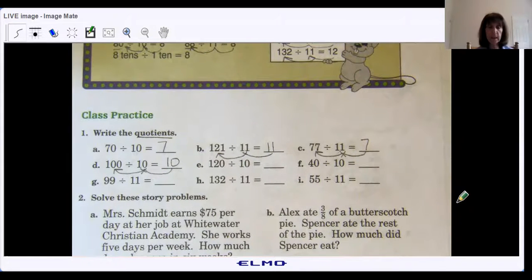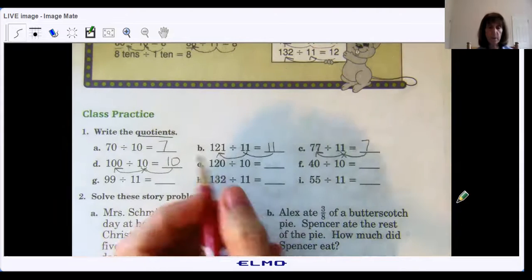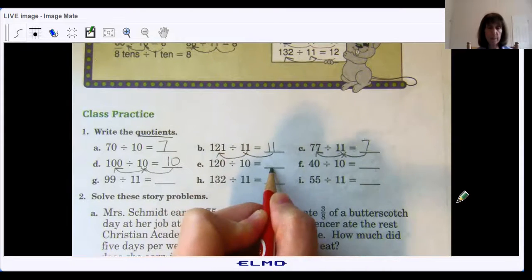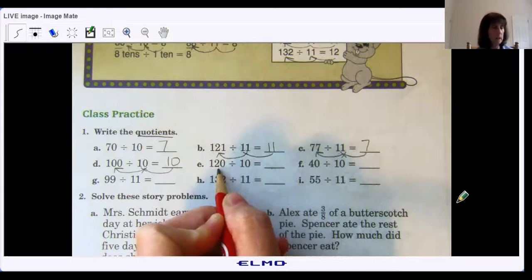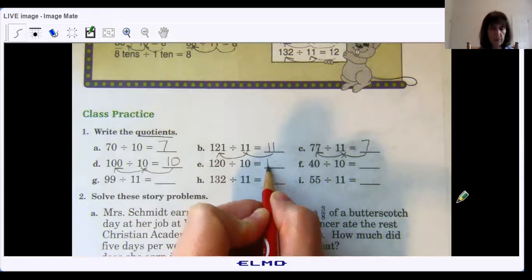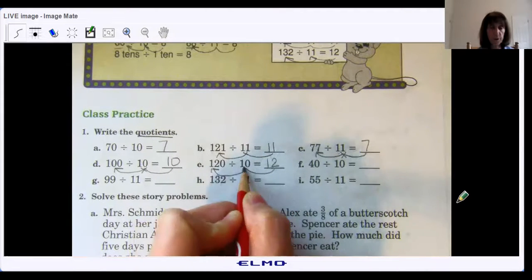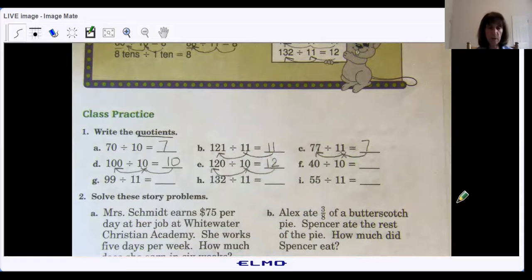The next one, E. 120 divided by 10 equals, what number can you think of times 10 is going to give you 120? All right, the answer is 12. 12 times 10 is 120. 120 divided by 10 is 12.